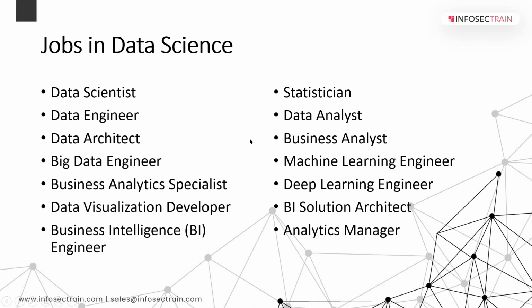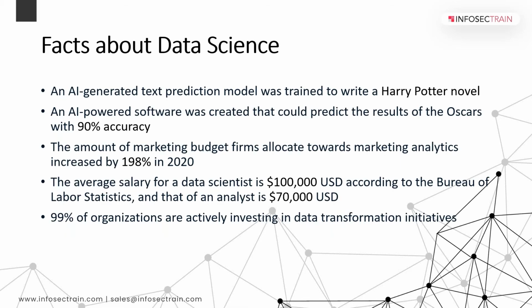Now again, the job position totally depends on the company. In a few companies there are only analysts, in a few companies there are only data scientists. So it totally depends on the company what kinds of positions they are opening. Now let's talk about the facts about data science. An AI-generated text prediction model, meaning an artificial intelligence model, was trained to write a Harry Potter novel.